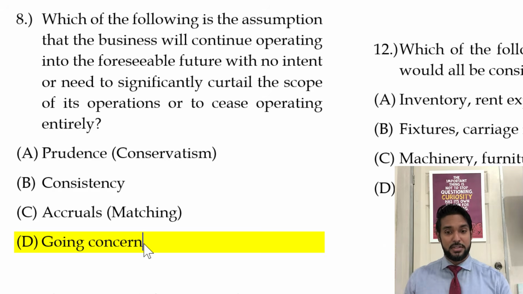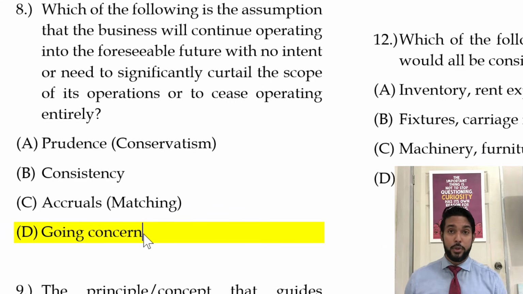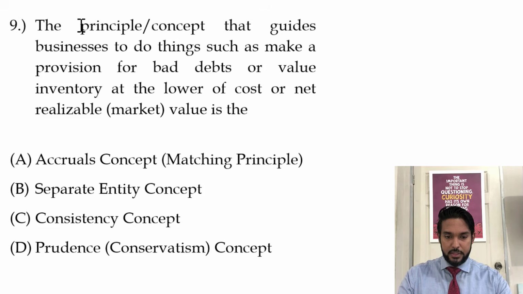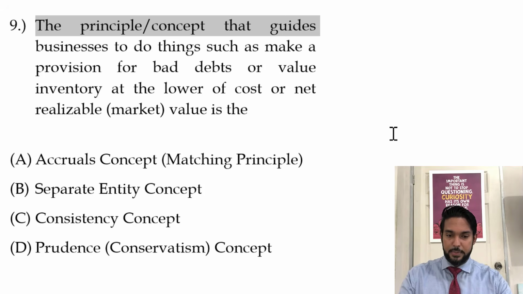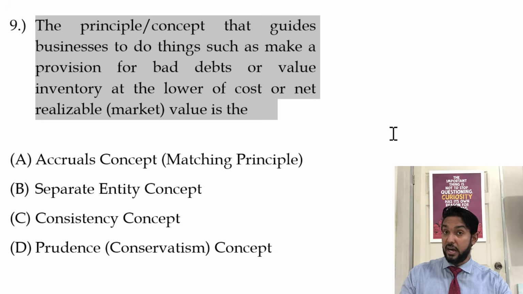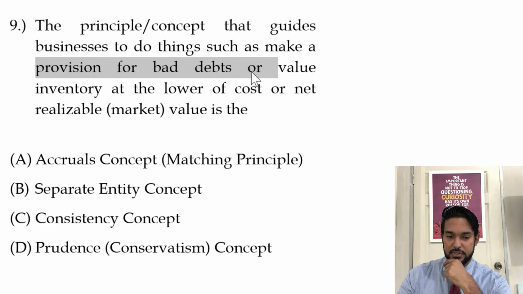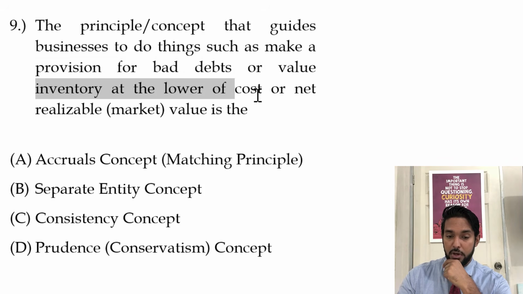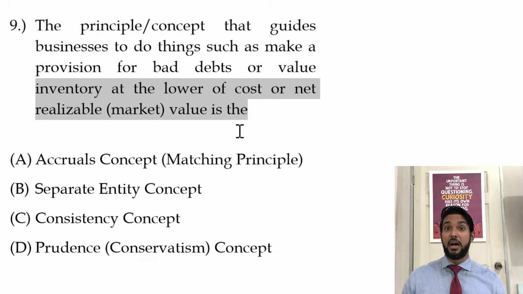Okay, last question for this section, and then we will stop. So number 9, the principle, don't know why it keeps doing that. Right, so the principle or concept that guides businesses to do things such as make a provision for bad debts or value inventory at the lower of cost or net realizable or market value is the, right. So which principle does it? So what is it telling us to do? To make provision for bad debts or to value inventory at the lower of cost or net realizable or market value. So even if you're not sure about that last half of it, what's the first half?